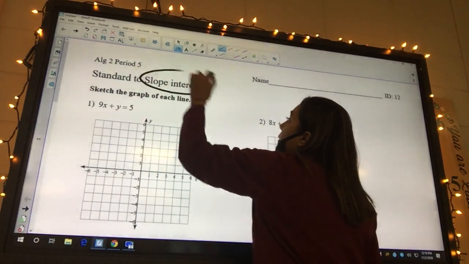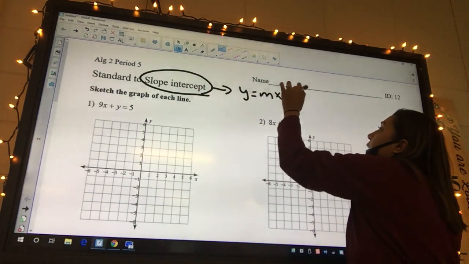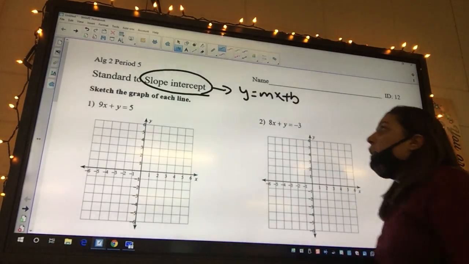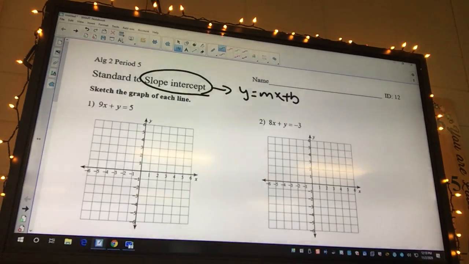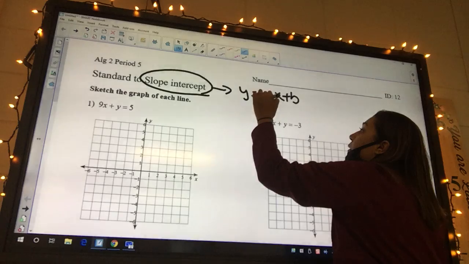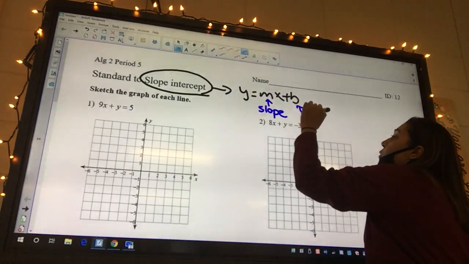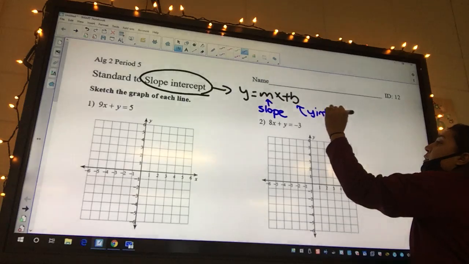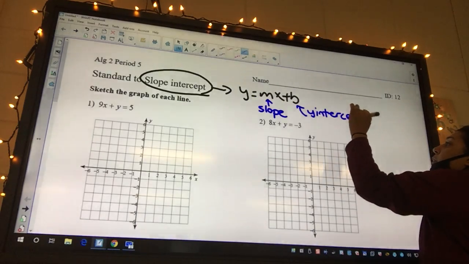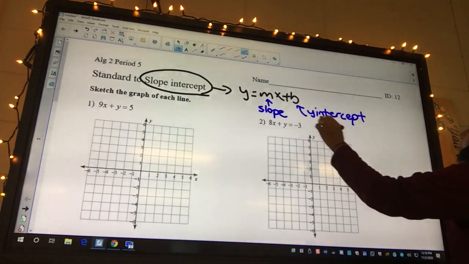Okay, slope-intercept form is this, y equals mx plus b. Okay, where m is the what? M is the slope. What's the b? Okay, and this is our y-intercept, or what do we call it sometimes? Our starting point.